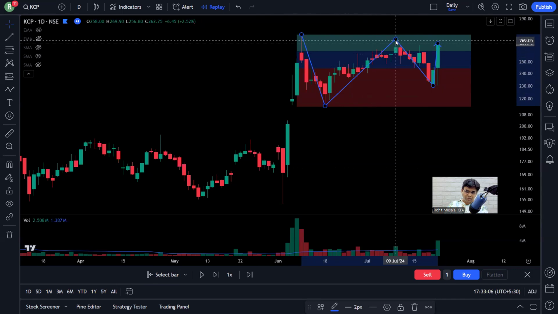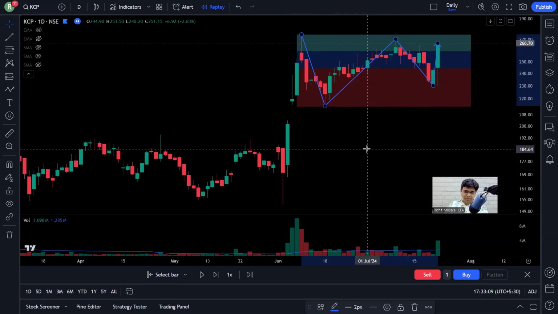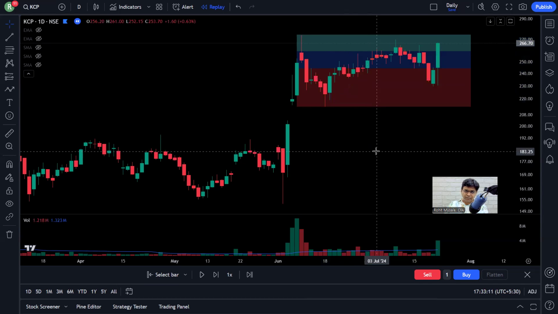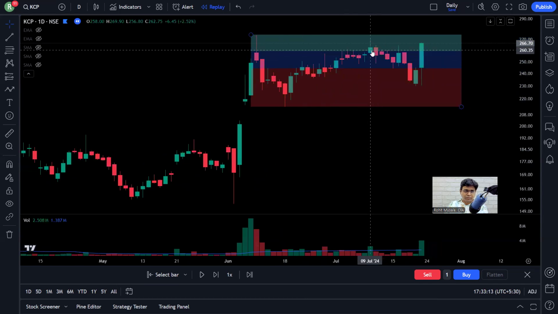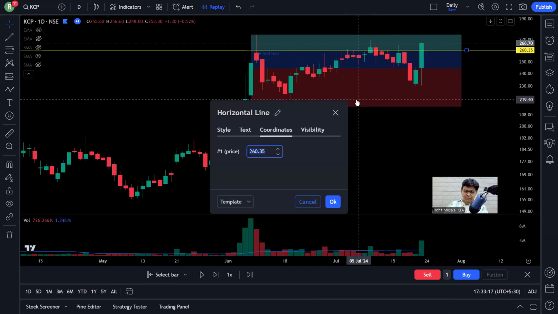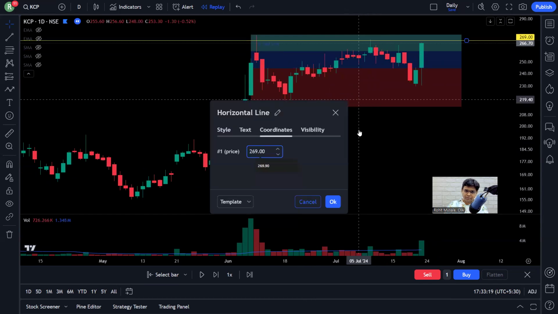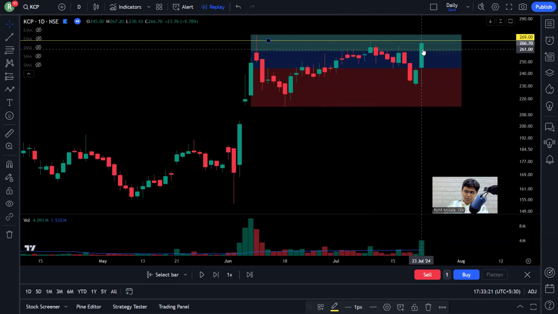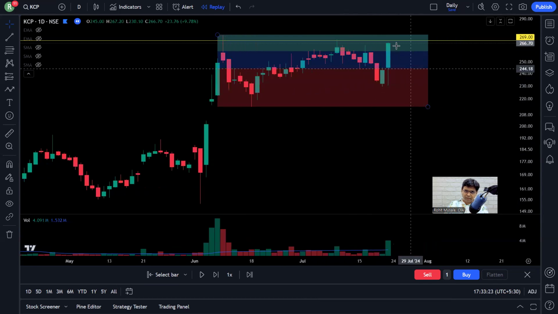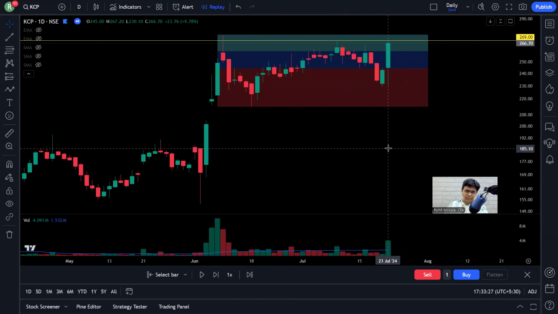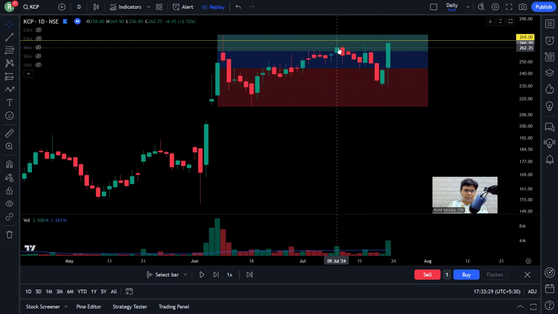So I placed the order at the high of this candle. Okay. So let me remove this. Okay. So the high of this candle is 269. So let us put that line here, 269. So at the close of this candle, I put a buy order here, which is 269 rupees. Just a second. Yeah. The high of this candle is 269.